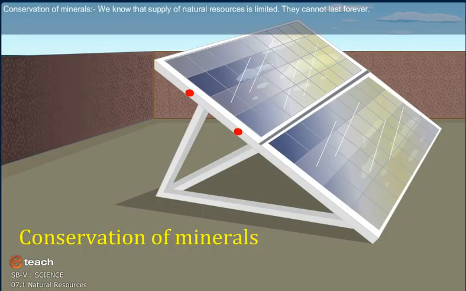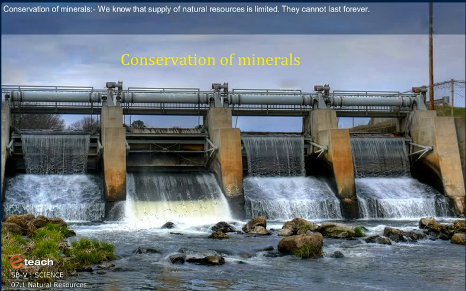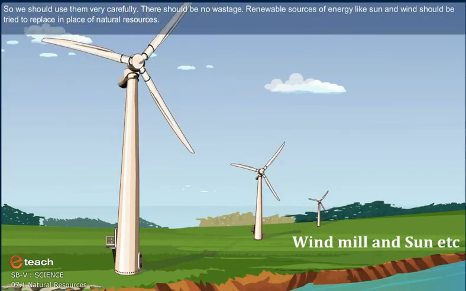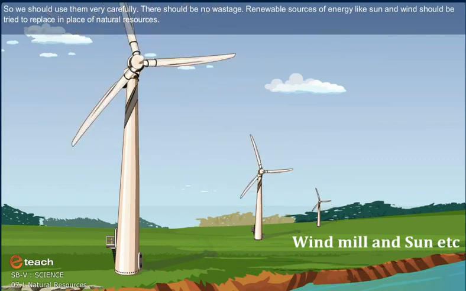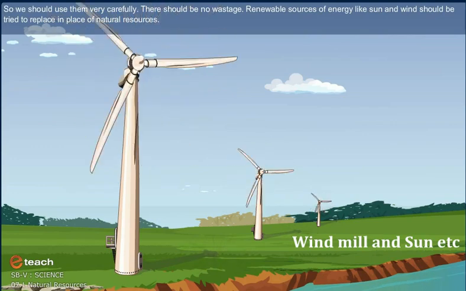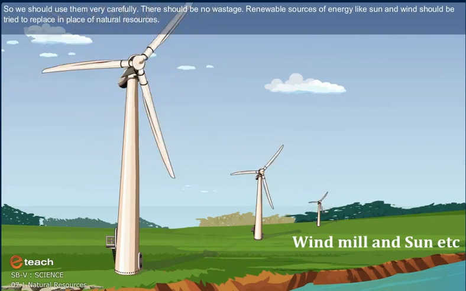Conservation of minerals. We know that the supply of natural resources is limited. They cannot last forever. So, we should use them very carefully. There should be no wastage. Renewable sources of energy like sun and wind should be tried in place of natural resources.